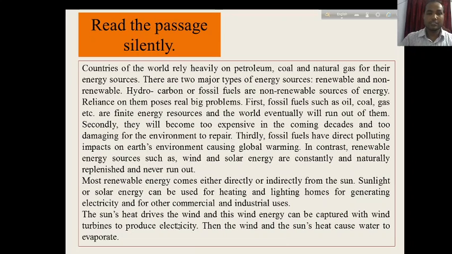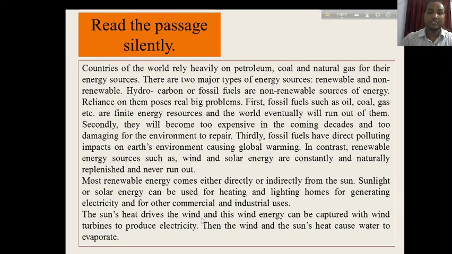The sun's heat drives the wind, and this wind energy can be captured with wind turbines to produce electricity. That means the rays of the sun drive the wind, and this wind energy is captured by turbines to produce electricity.